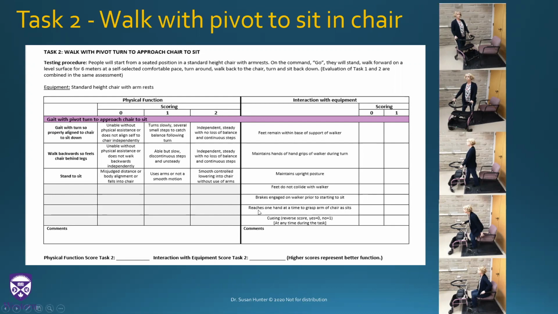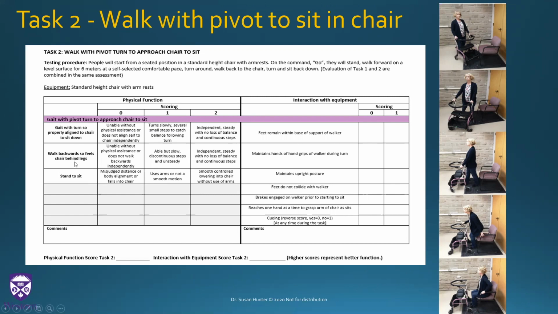And with this, in terms of physical function, the tasks of relevance that were identified is that when they're walking, they turn so they are properly aligned with the chair to sit down. So are they able to do that independently, steady with no loss of balance, and they take continuous steps to achieve it? Or do they turn slowly, with several small steps to catch balance following the turn? Or are they unable to do it or fail to properly align themselves? It looks like they're going to miss sitting on the chair.